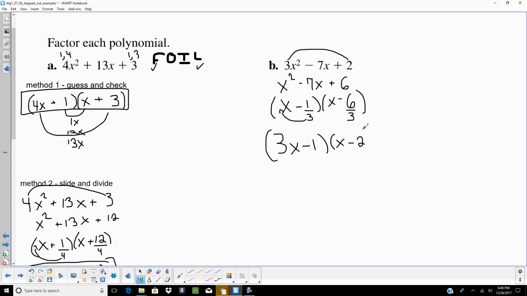And if I wanted to check that, all I would have to do is FOIL that out. 3x times x is 3x squared. 3 times negative 2 is negative 6. Negative 1 times x is negative 1x. If you combine those, you get negative 7x. Negative 1 times negative 2 is 2.